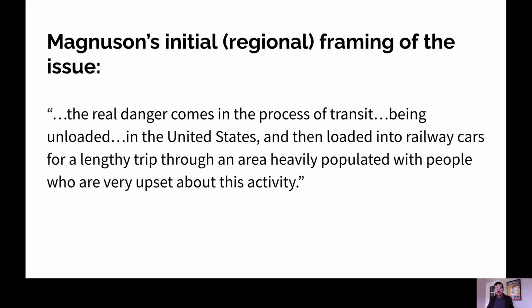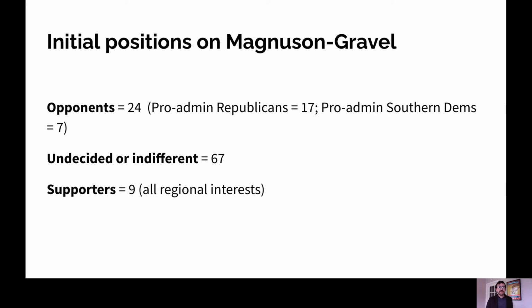Now, you'll notice that the way he talked about this issue was really about the train with the canisters on it coming through the United States and affecting his constituents or Gravel's constituents. It might have mattered to his constituents in this way. They might have understood this, but most of his colleagues in the Senate did not. And so if you look at the initial positions of his colleagues in the Senate on this amendment that he and Gravel put forward to stop this from happening, they didn't get a lot of support.